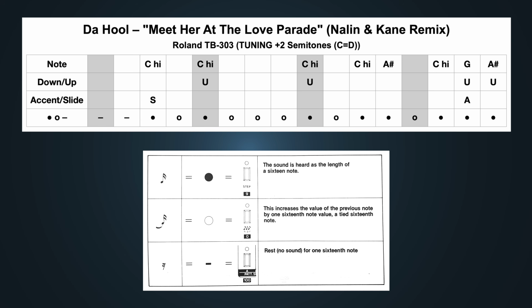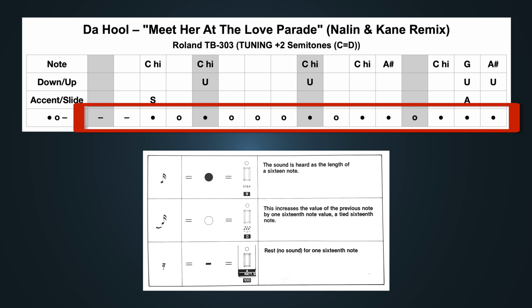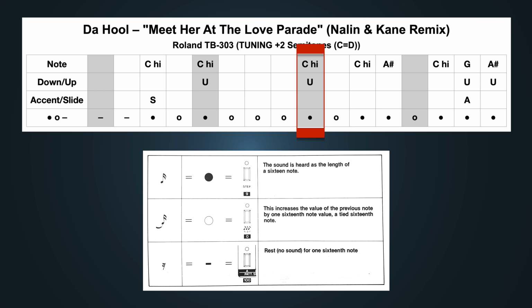On a TB303, a pattern consists of a maximum of 16 note steps. The dot means that a sound is heard as the length of a 16th note. The circle means that the value of the previous note is increased by 1/16th note value, a tied 16th note. Here you see for example an 8th note, and here a 4th note. The dash means a rest for 1/16th note.